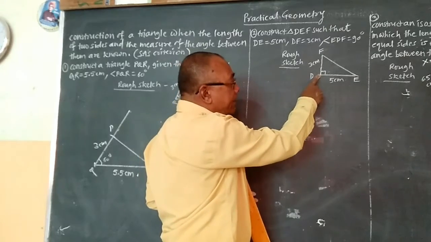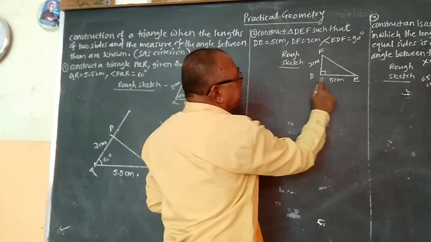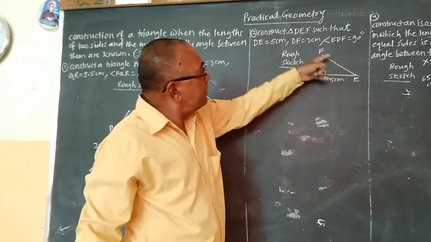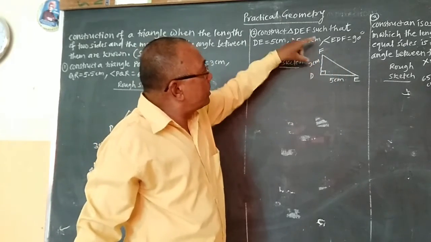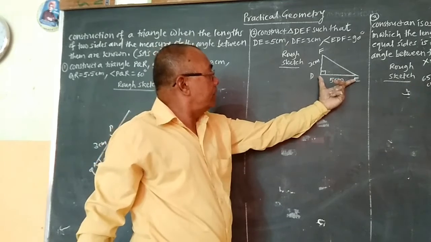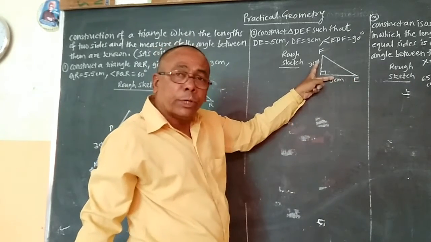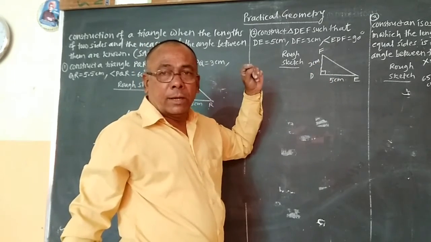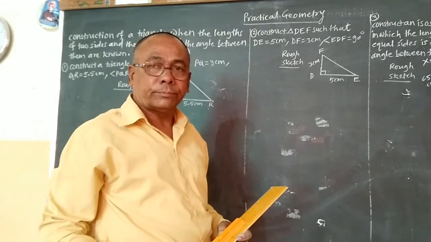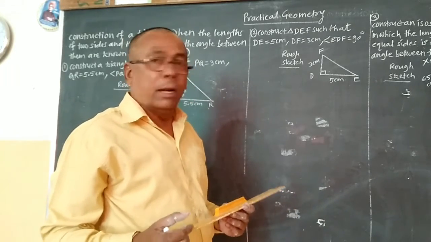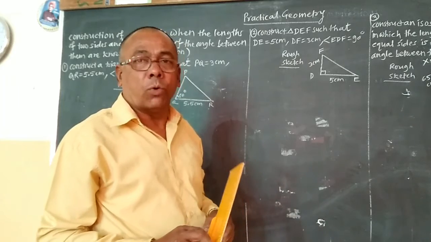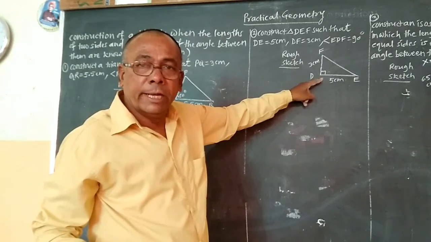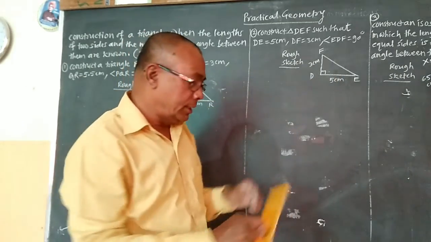So here I have taken D, and DE is 5 cm. DE, that is the horizontal line. DE and EF. Here DF is given 3 cm, DE is given 5 cm, and angle included by these two sides is 90 degree, means right angle. And now we have to construct such a triangle of the given measures. Now here I will draw the horizontal line segment of the length 5 cm, that is DE. So I will draw.